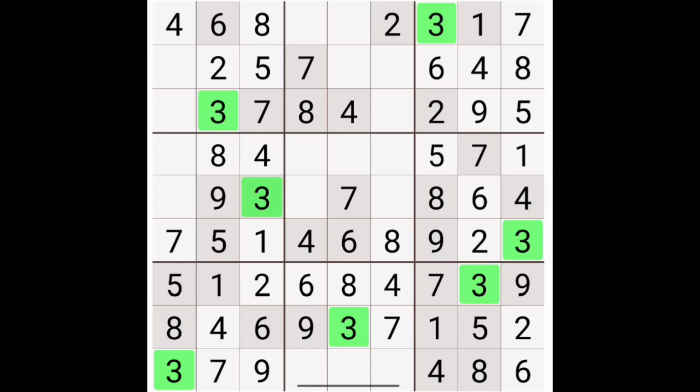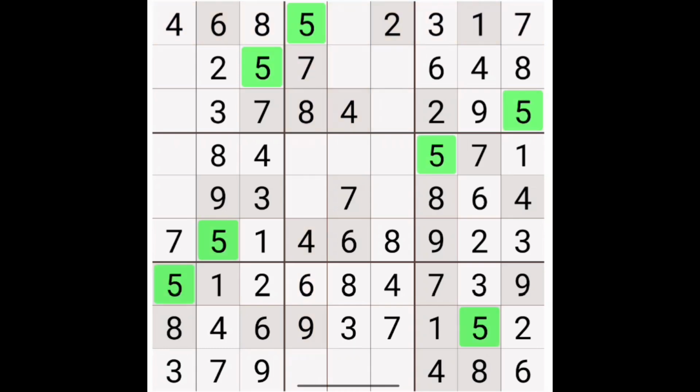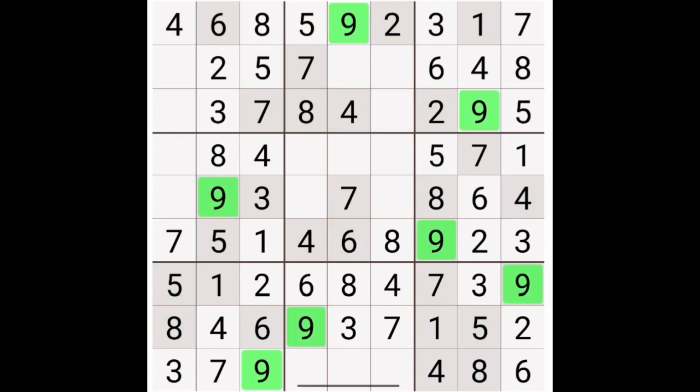Okay. Let us complete the top row, in which 4, 6, 8, 2, 3, 1, 7 are given. 5 and 9 are missing. But 9 we cannot write, because in the same column, if you go down at the bottom, there is 9. So we have to write 5 here and 9 in this.